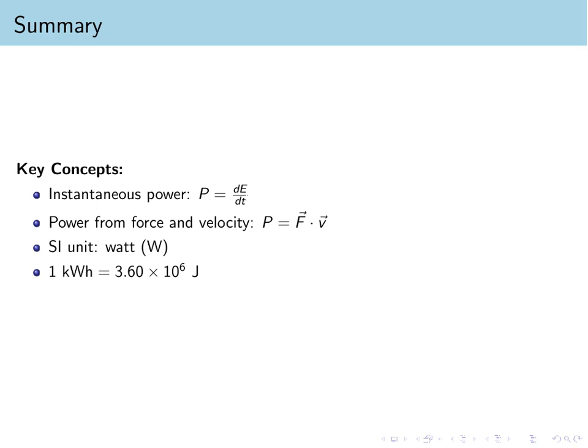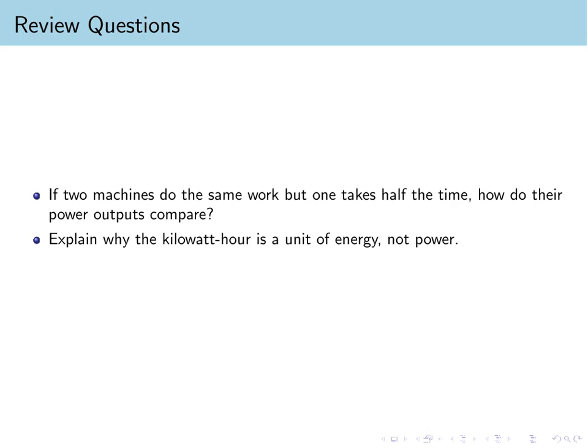Let us summarize the key concepts from this lecture. We defined instantaneous power as the derivative of energy with respect to time, dE/dt. We derived a useful alternative formula for mechanics, stating that power is the dot product of force and velocity. We established that the SI unit of power is the watt. Finally, we reinforced that the kilowatt-hour is a unit of energy equal to 3.60 times 10 to the power of 6 joules. To close, consider these review questions to test your understanding.